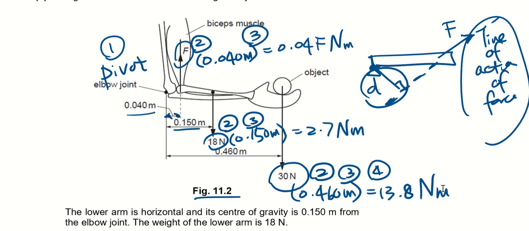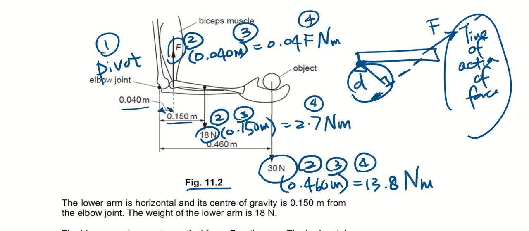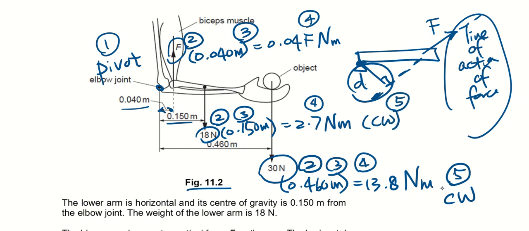Okay, so this is my step 4. If I have 3 forces, then I need to calculate 3 moments. Now, step 5, I have to give direction. So with this pivot at the elbow joint, this will generate a clockwise moment. This will also give me a clockwise moment. And this will give me an anti-clockwise moment, because it is with reference to the elbow joint as a pivot.